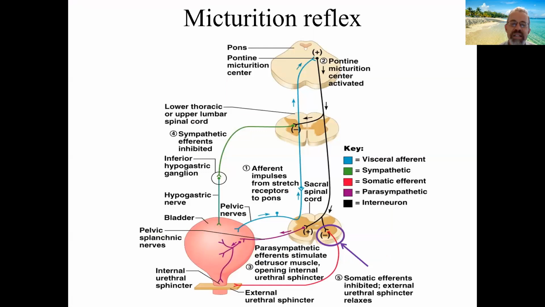I probably shouldn't have put this in there, there's a lot of extra stuff you don't need, but just to illustrate, this is where the stretch receptors are. It sends a signal up the spinal cord to the brain, which then activates the parasympathetic, which causes contraction of the detrusor, relaxation of the internal sphincter, and at the same time, the somatic branch opens up the external. Not the best diagram, but hopefully it helps.